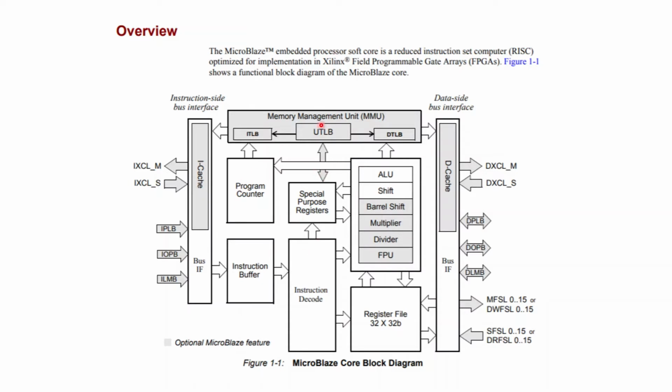Next is the overview of the MicroBlaze. As a regular processor has its components, the MicroBlaze also has the required ones. You have the ALU, shift, barrel shift, and then multiplier, divider, etc.